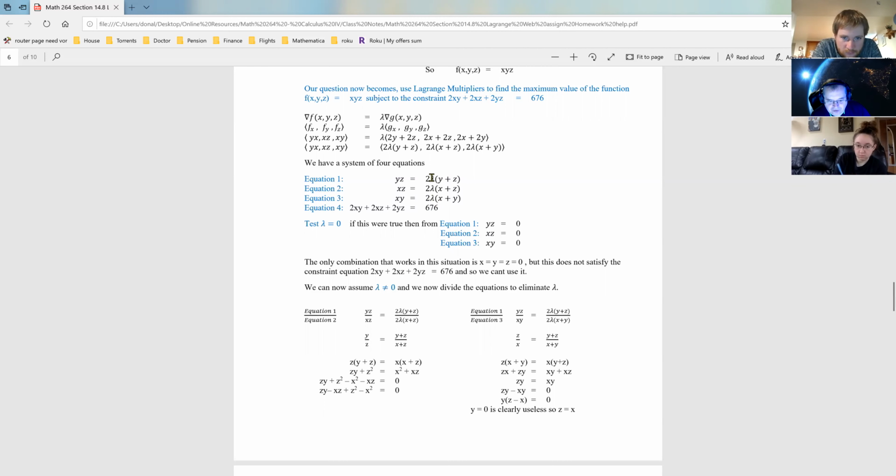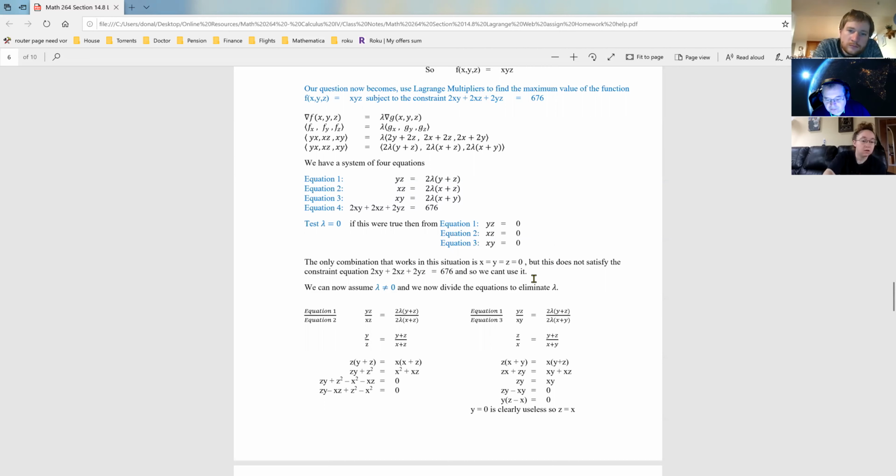The partial derivative of x, the partial derivative of y, the partial derivative of z is being matched up. Now, when you test lambda is 0, you get yz is 0, xz is 0, xy is 0. Those three things can only be 0 at the same time if you make x, y, and z 0. Right? You have to do it to all of them. Now, if you make x, y, and z all zeros, you see it doesn't satisfy that one.